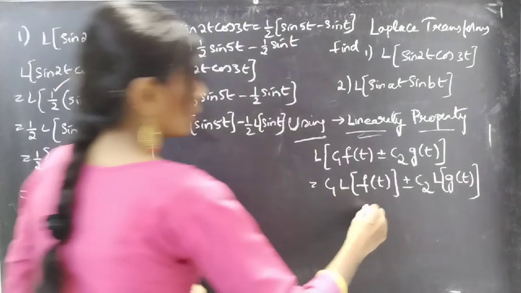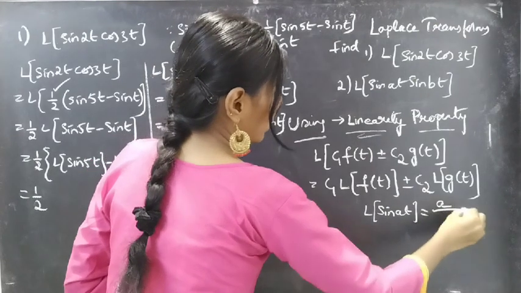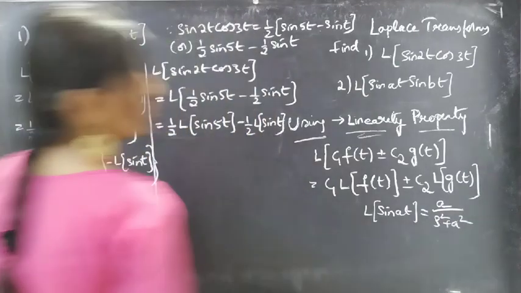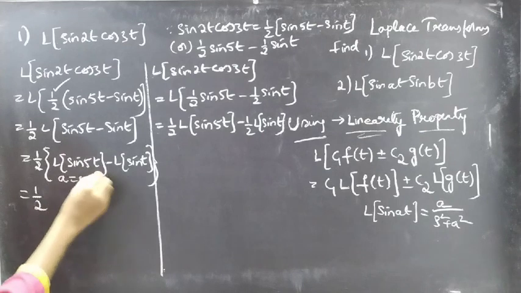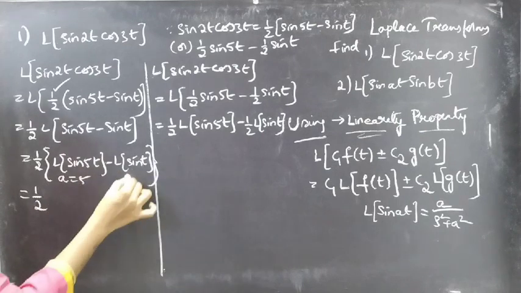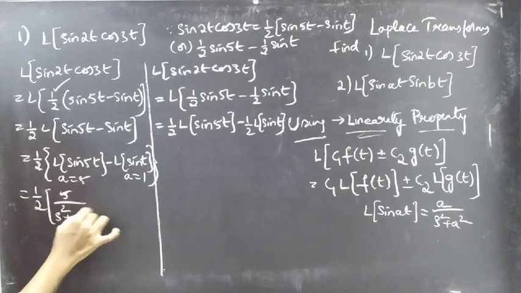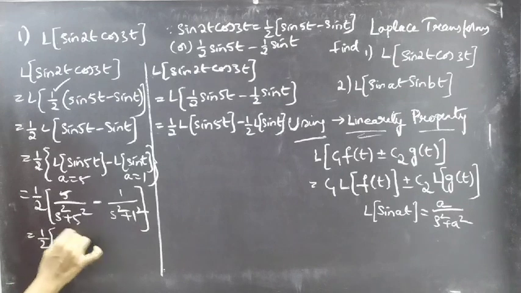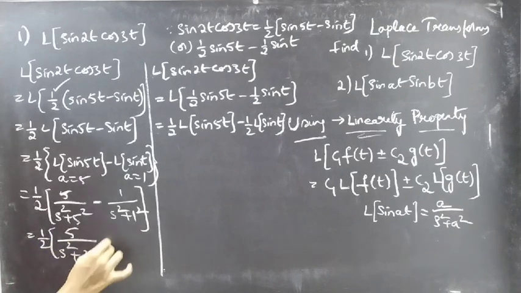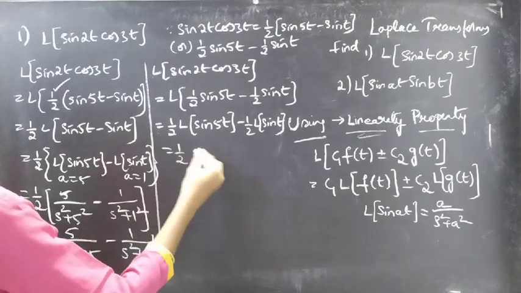Just go with the Laplace transform formula now. We have L of sin at equal to a by s square plus a square. Now compare sin 5t with sin at, then a equal to 5, and compare sin t with sin at, then a equal to 1. We'll get 5 by s square plus 5 square minus 1 by s square plus 1 square, which gives us 1 by 2 of 5 by s square plus 25 minus 1 by s square plus 1. Here also you will get the same thing.